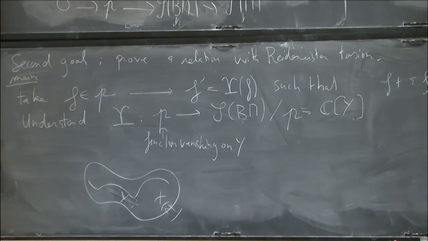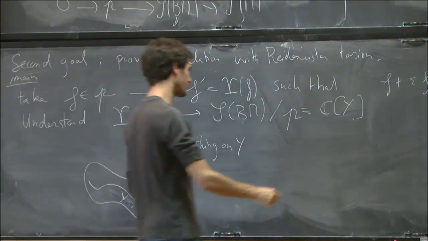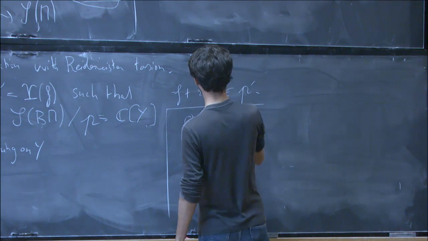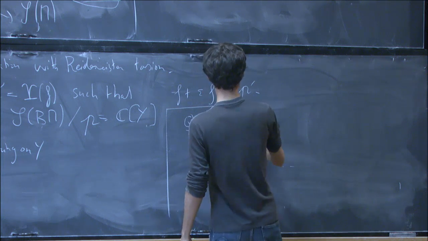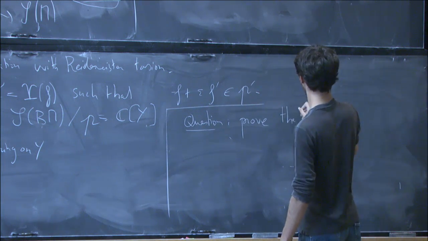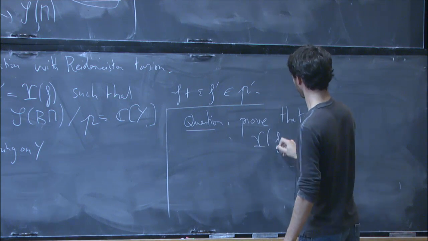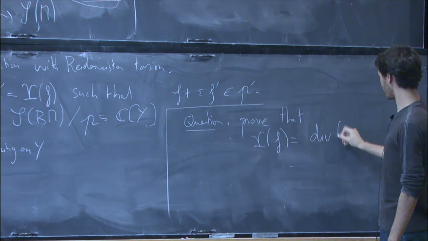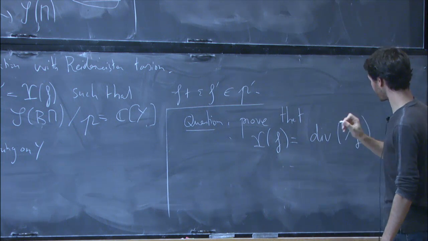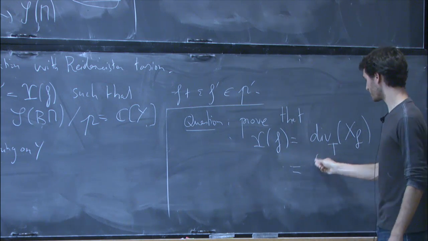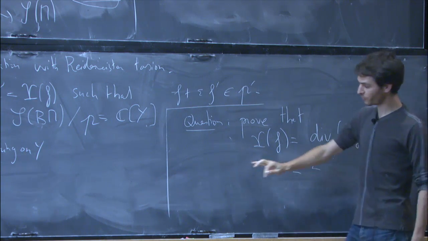So what it should be, and I believe that we have the following. So the question, it's a very strange formula, but prove that u of f is the divergence of the Hamiltonian vector field associated to f with respect to T. So let me write it differently. So you have the torsion is a volume form here.